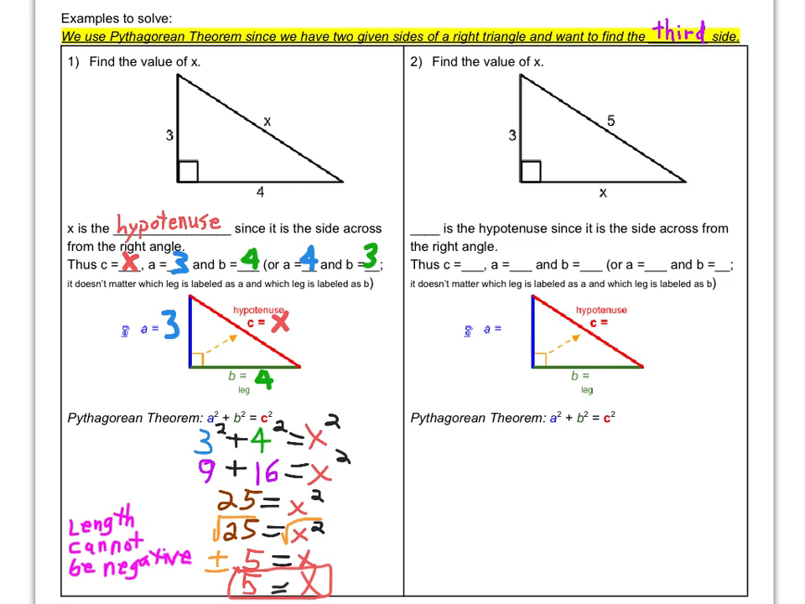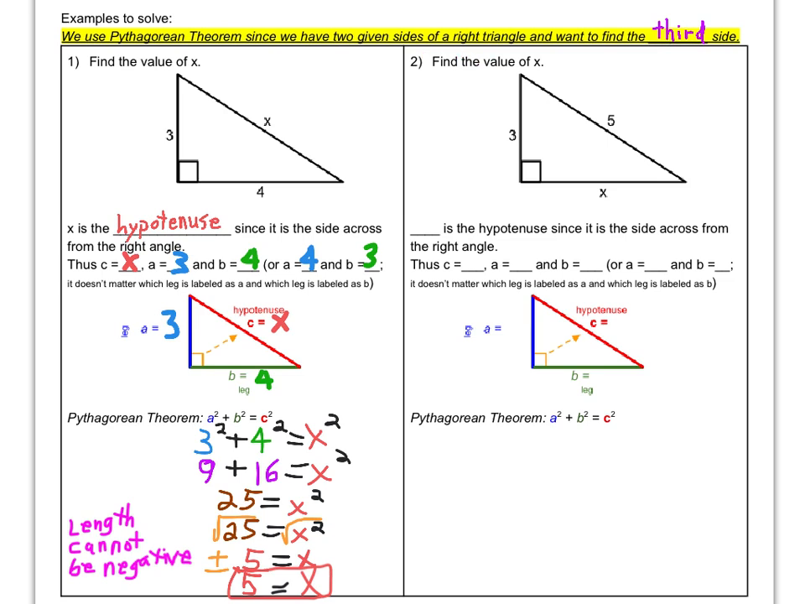We can check that this is correct by plugging in. 3 squared plus 4 squared should equal 5 squared. 5 squared is indeed 25. We already showed that the left side is 25, so this is our answer. Now let's take a look at number 2.